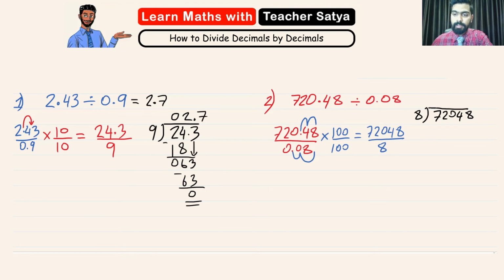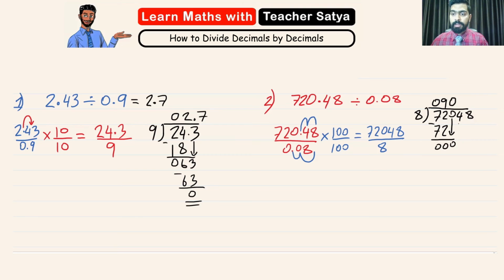7 is too small, so we're going to put a 0. 8 times 9 is 72. 72 minus 72 is of course 0. Then we are going to drag this 0 down. Now here is where many students make mistakes. In this case we also have to put a 0 in the quotient.